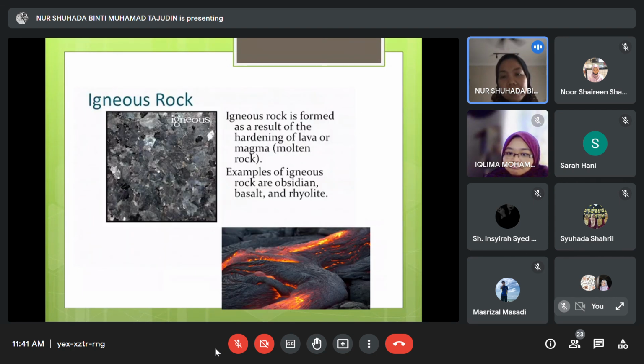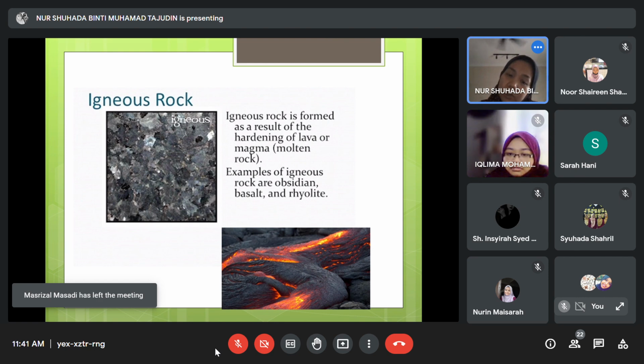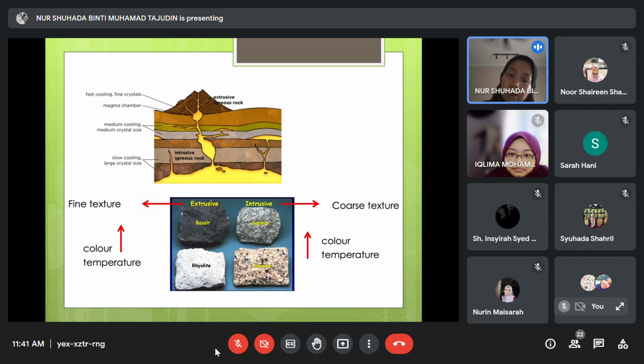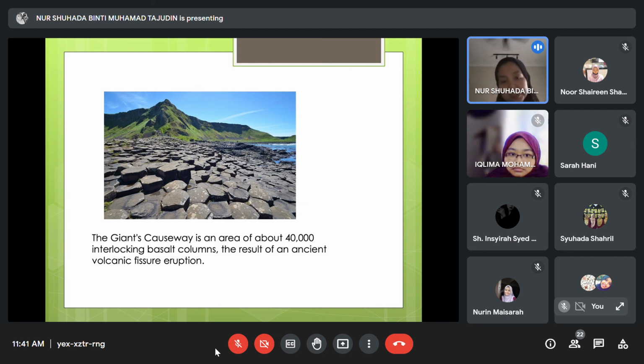Okay, so when the magma, apa ni panggil? Magma ni apa panggil? Flow macam ni lah dekat luar. So it will undergo a cooling process. So this magma will change into rock under heat and pressure, dia jadi yang ni. This is in Ireland. Saya dah pernah sampai sini dah.